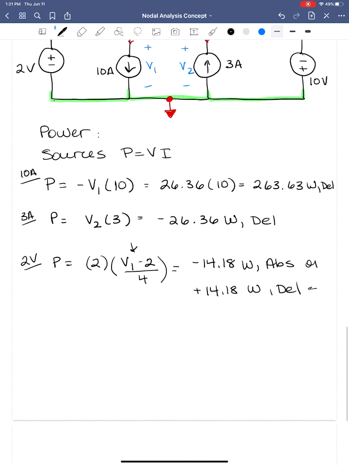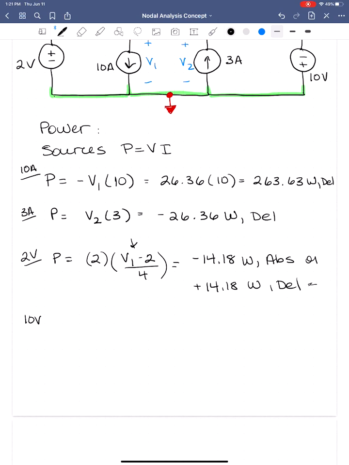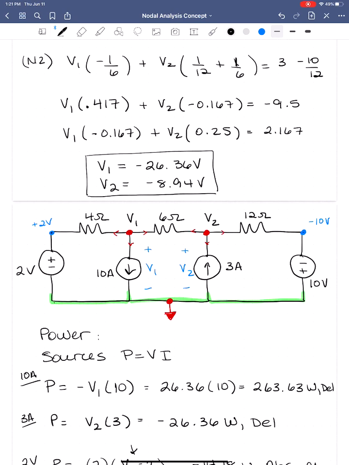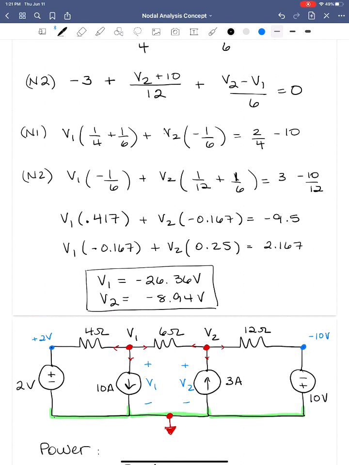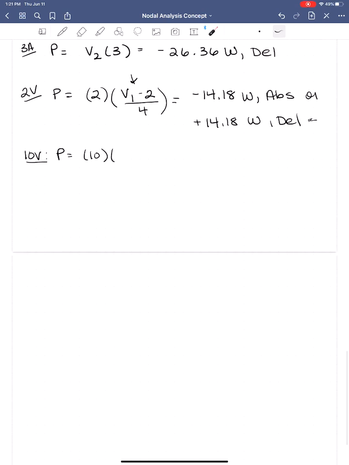Okay, and the last source is the 10 volt source. So P is equal to V times I. V is 10, the value of the source. I is the current that's sitting in our nodal equation right here. V2 plus 10 over 12, that's this current. So we have V2 plus 10 over 12.